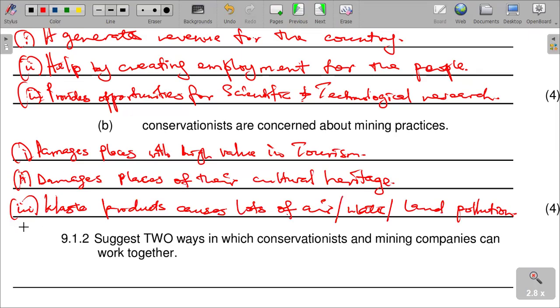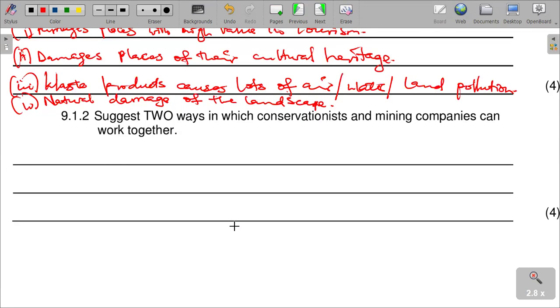Even the natural damage of the landscape. It's a concern that conservationists must worry about. The landscape is actually damaged. Heavy machinery is breaking soils, which exposes them to the vulnerability of erosion by various agents, which are quite a lot: rainwater, wind, and even ice.